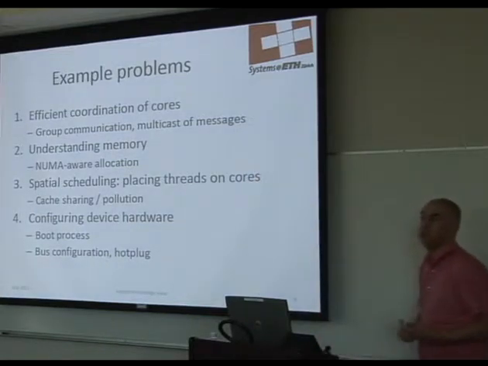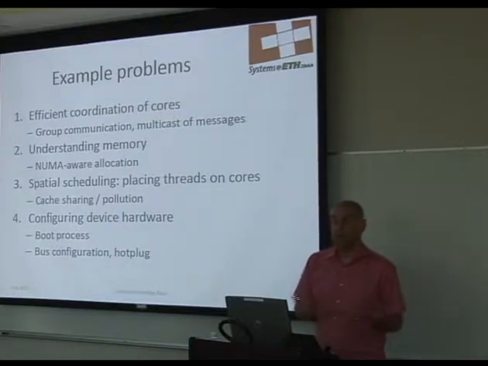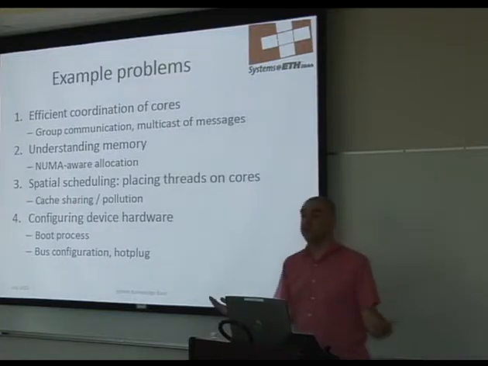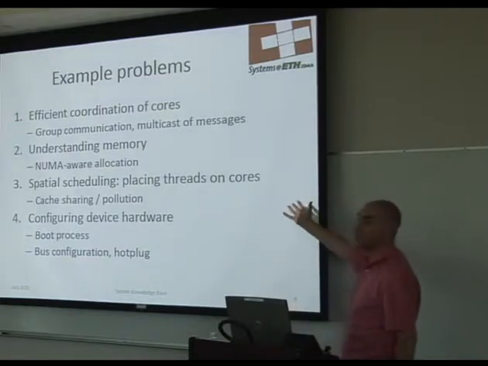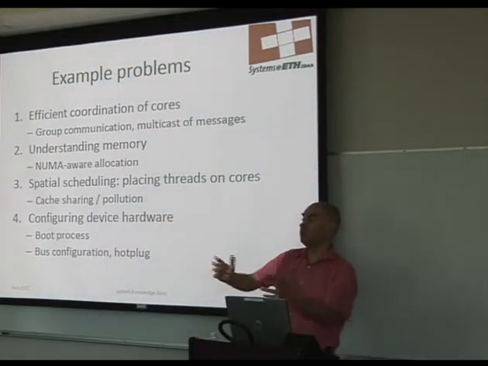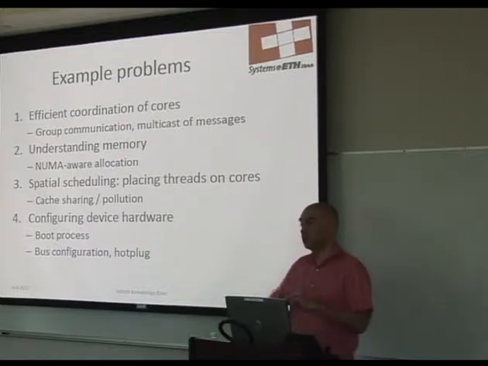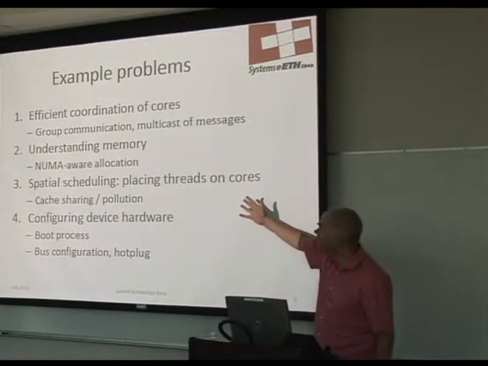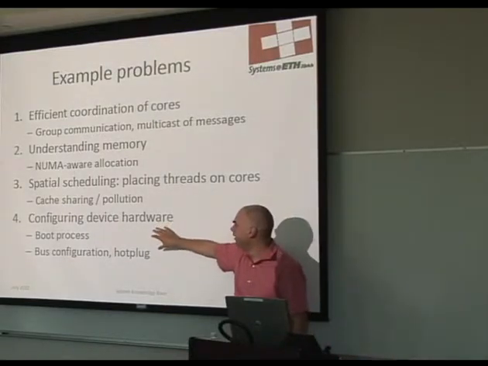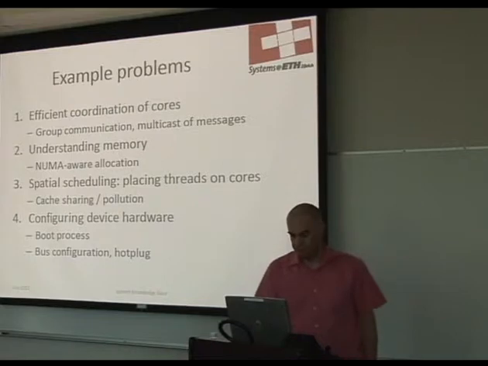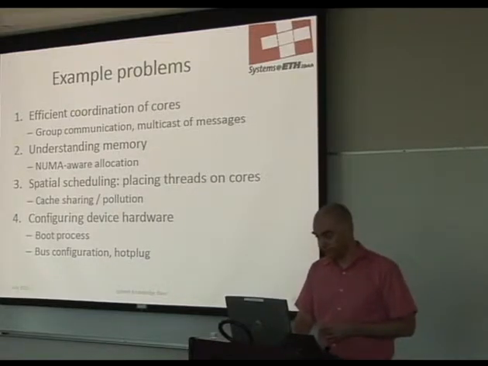We want NUMA-aware memory allocation, but also make sure that the memory we allocate can be read by the cores that actually need to read it. We want to be aware of the performance implications of allocating memory in particular parts of the system. And that leads on to things like spatial scheduling. How do you place threads on cores? How do you worry about cache sharing? Sometimes you really want to share cache, so you want to co-locate threads. Sometimes you don't want to share cache. You want to have as much cache available as possible in disjoint access, so you want to keep the threads apart. How do you know? And then what turned out to be an alarmingly big problem, which is what one of the talks is about, which is how to configure device hardware with modern standards for hardware architecture.